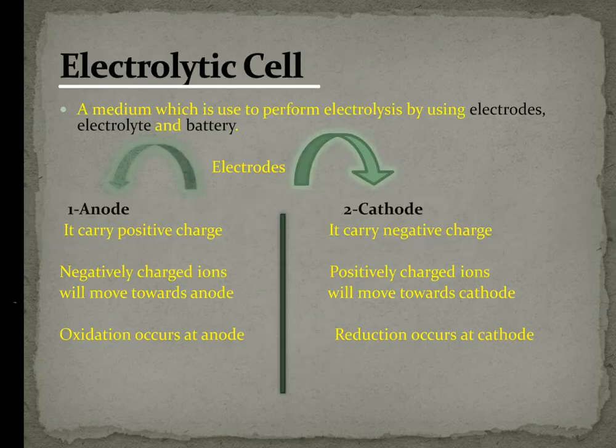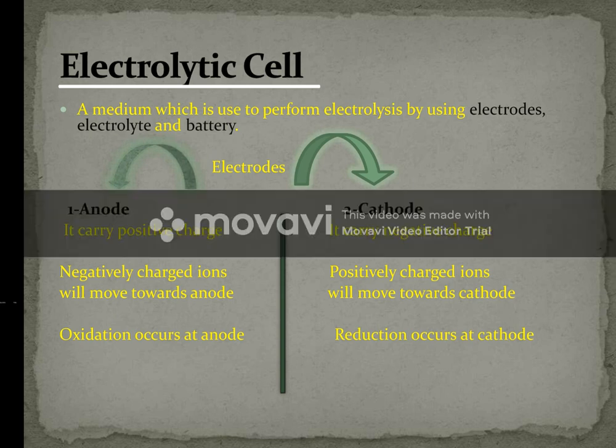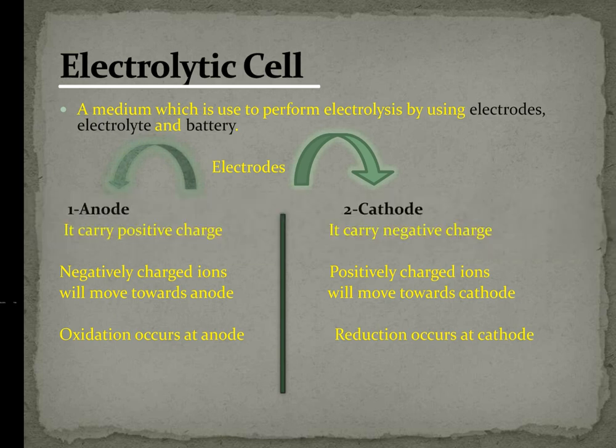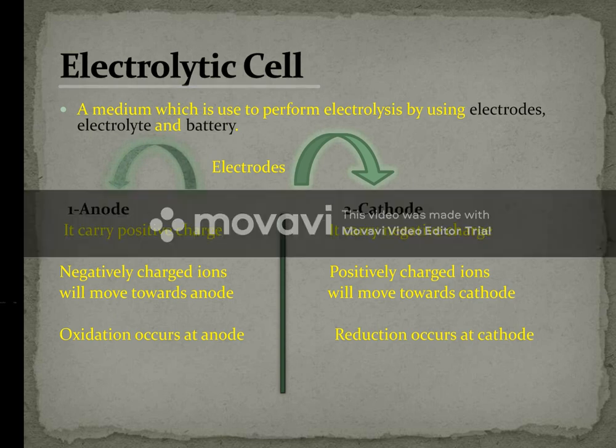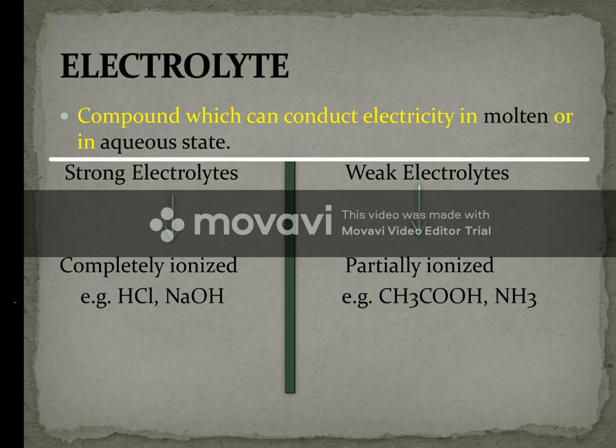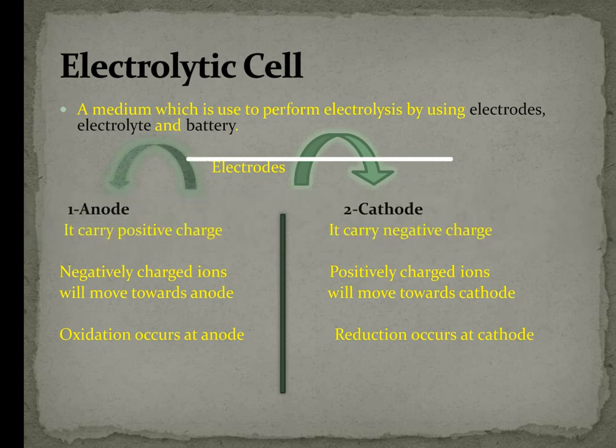Next is very important. What is an electrolytic cell? An electrolytic cell is a medium in which we perform electrolysis by using three basic components: electrodes, electrolyte, and the third one is battery. I'm repeating again, the three main components of an electrolytic cell are electrodes, electrolyte and battery. We have already discussed the concept of electrolytes in the previous section, while we will discuss battery and electrodes now. What are electrodes?